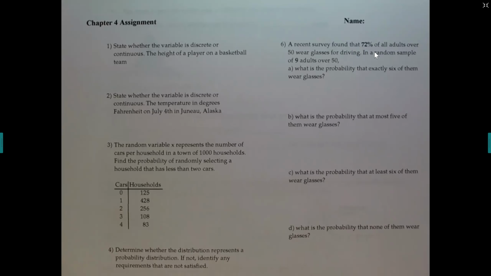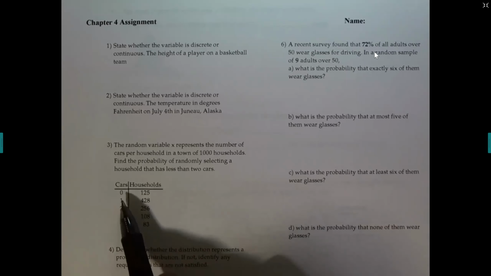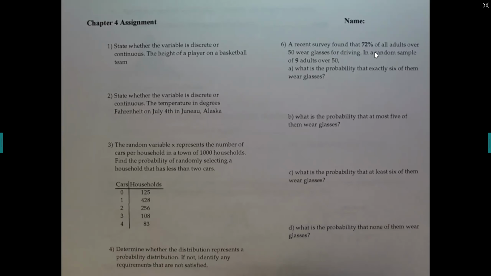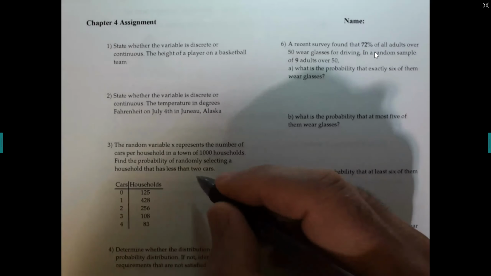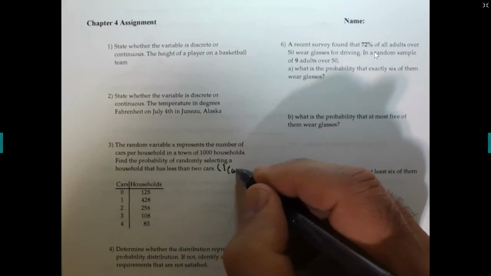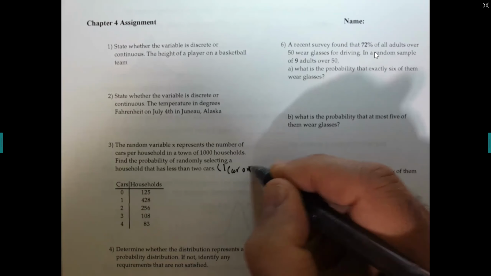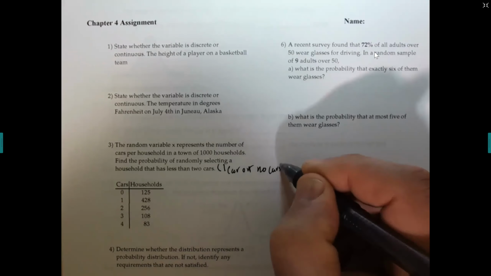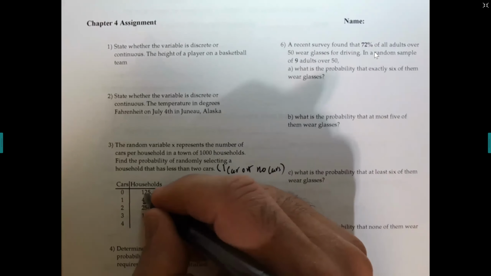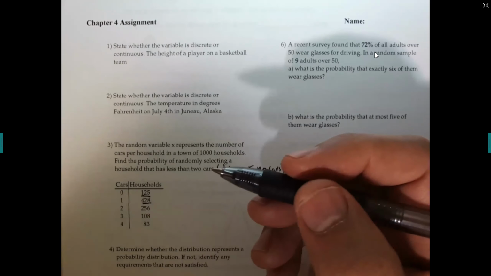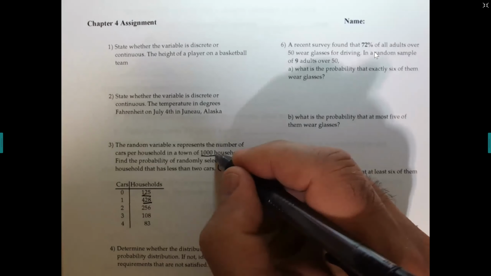Less than 2 cars means what, guys? These are the number of cars and these are the number of households. How do you interpret less than 2 cars? The probability of 0 or 1. Just add them. So less than 2, guys, means 1 car or no cars. So you just take these two totals, add them up and divide by the grand total. You need the grand total, which I already gave to you. It's 1,000.